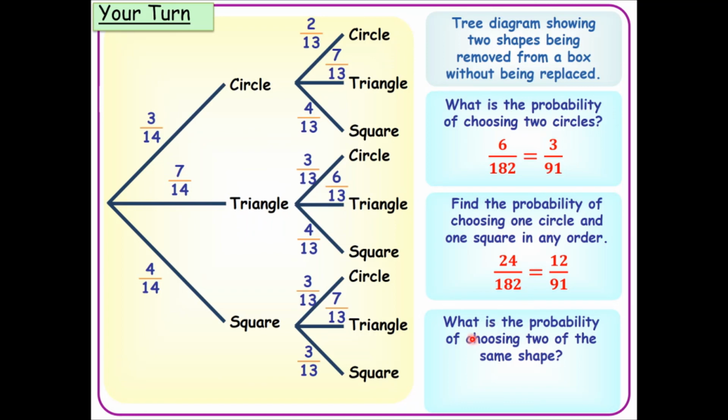And lastly, what is the probability of choosing two of the same shape? So that will be circle, circle, triangle, triangle, or square, square. You've got three probabilities to work out. Add them together and you'll end up with 60 over 182, which is equal to 30 over 91.